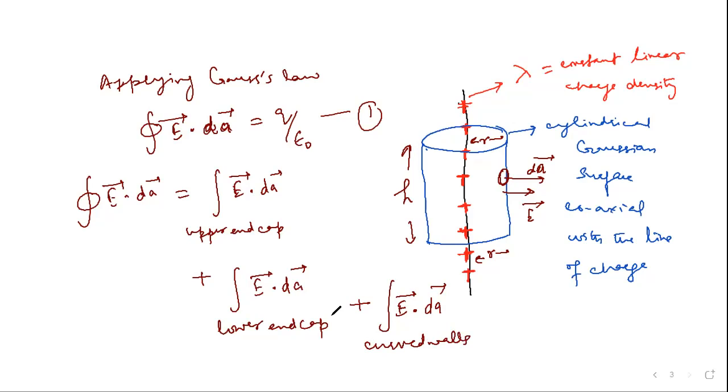So I've separated my Gaussian surface into three parts: upper end cap, lower end cap, and curved walls. Now the electric field at the upper end cap and lower end cap is perpendicular to the line, so no line of force will penetrate through the upper end cap or lower end cap. That in other words means the area vector here is upward, and for the whole upper end cap these area vectors will be upward, and for the lower end cap they will be like this.